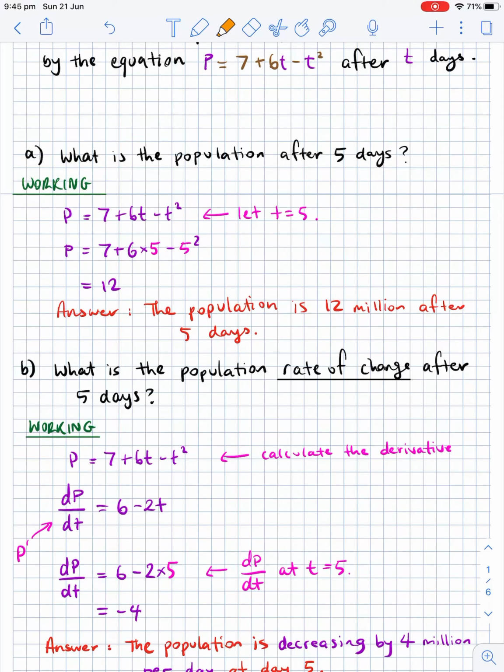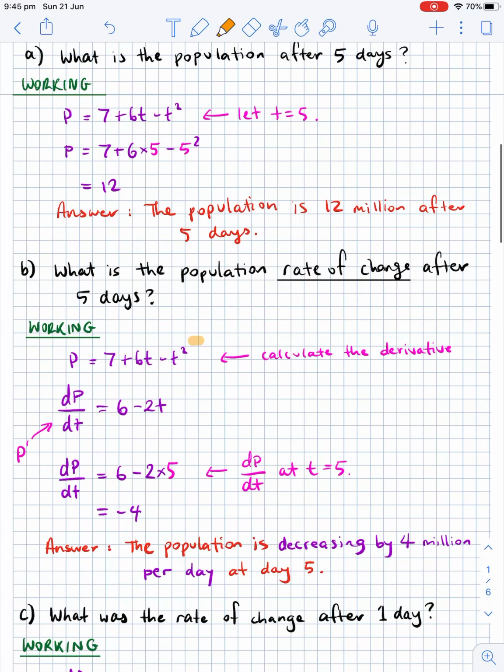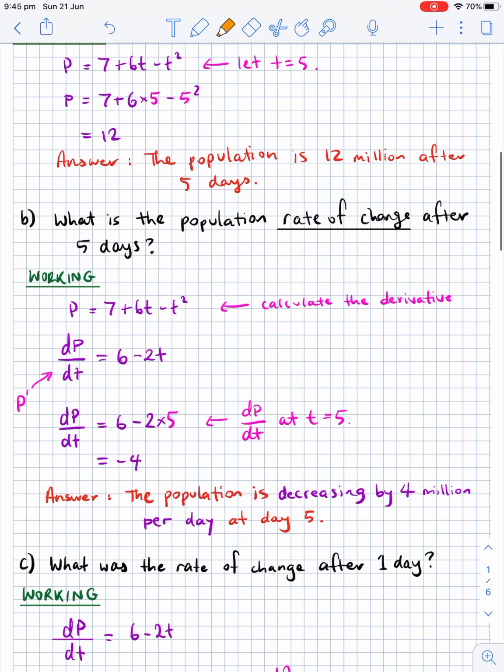Okay, what is the population rate of change after these 5 days? So this 12 is a set number of cockroaches, but how is the cockroach population changing at that time of 5 days? To figure out a rate of change at a specific moment in time, we have to take the derivative of our equation. So to find the derivative of P in terms of t, so dP/dt: the derivative of 7 is 0, the derivative of 6t is 6, and the derivative of minus t squared is going to be minus 2t.